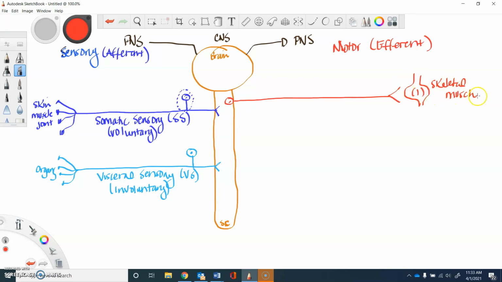Okay, we know that this is the neuromuscular junction, so that's going to be acetylcholine and all that. This is called somatic motor. Somatic motor is voluntary because it's skeletal muscle. You consciously control your skeletal muscle. So that's somatic. Your organs also have motor neurons associated with them.